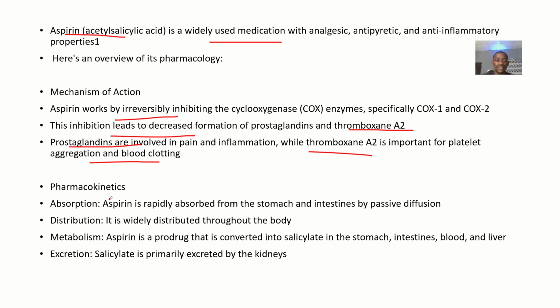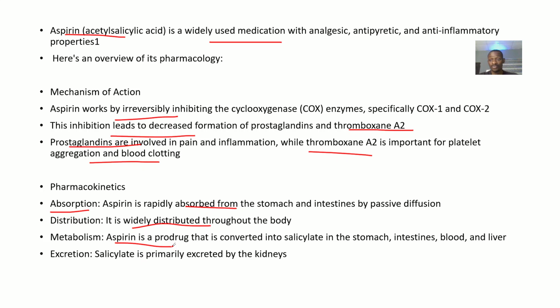All right. So looking at the pharmacokinetics, that's when we look at ADME. The A is absorption. Aspirin is rapidly absorbed from the stomach and intestines by passive diffusion. Distribution: it is widely distributed throughout the body. Metabolism: aspirin is actually a prodrug.